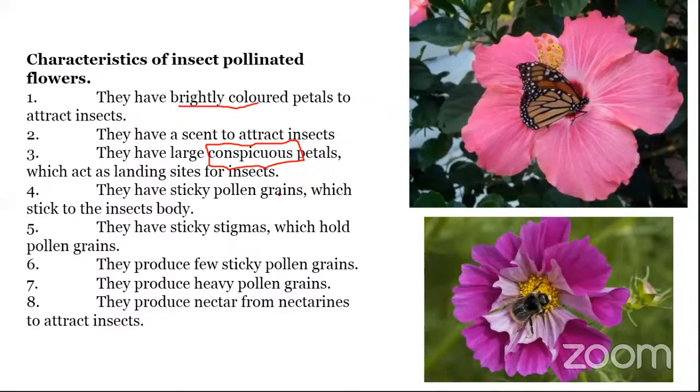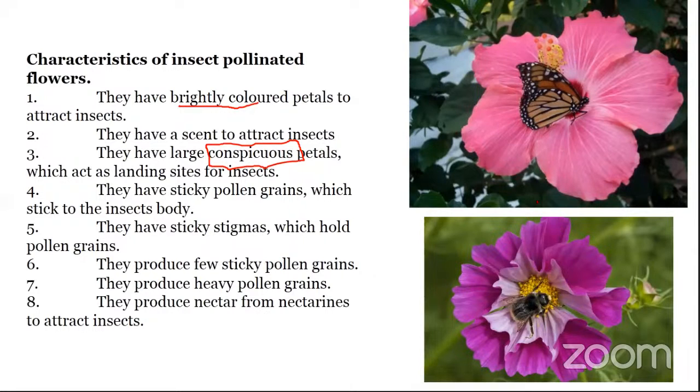They also have sticky pollen grains, because once you see this insect, this is a butterfly, if it comes around, the pollen grains, these yellow structures, will stick onto the body of this butterfly. Once it goes to another flower, of course, it will take the pollen grains, and then pollination occurs. They produce few, heavy pollen grains. And then they produce nectar from nectaries to attract insects.